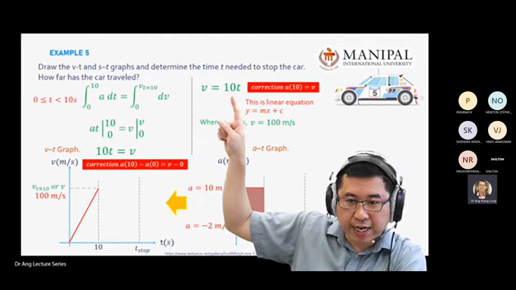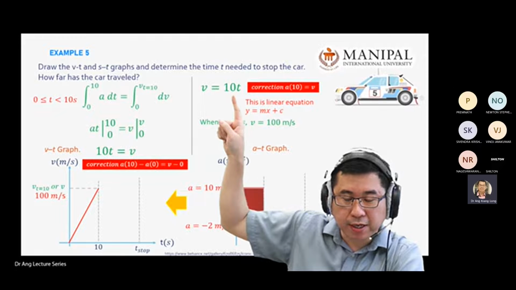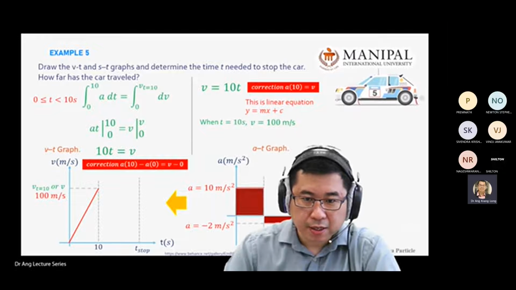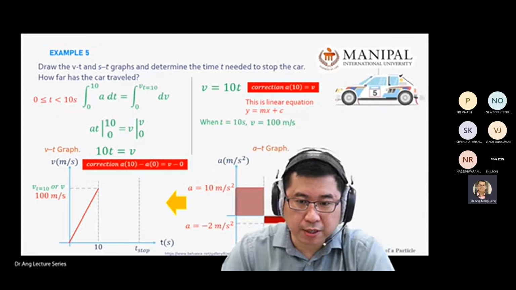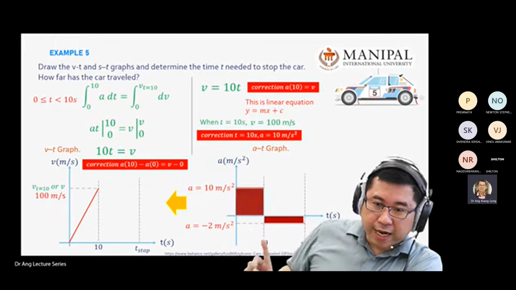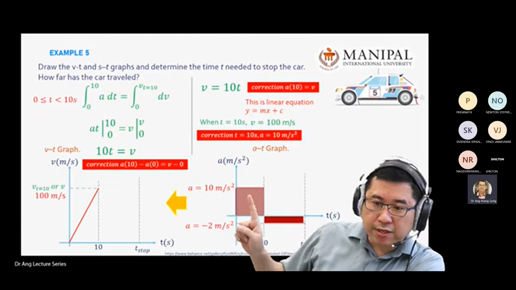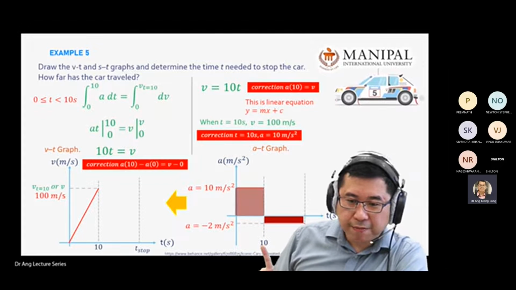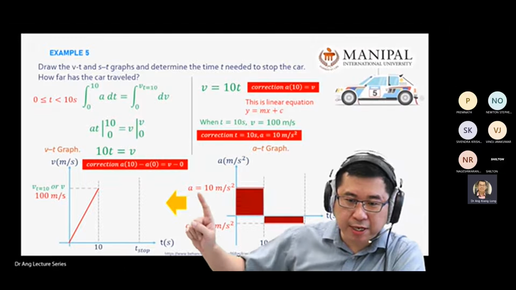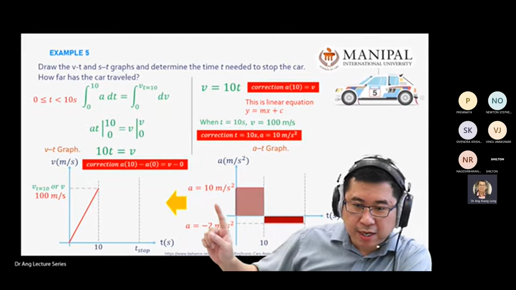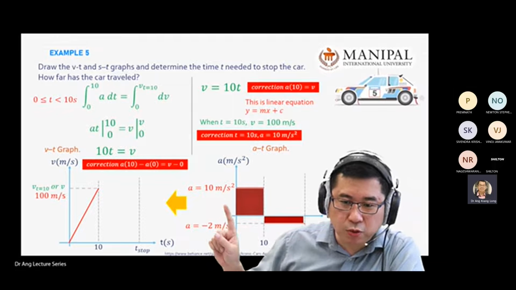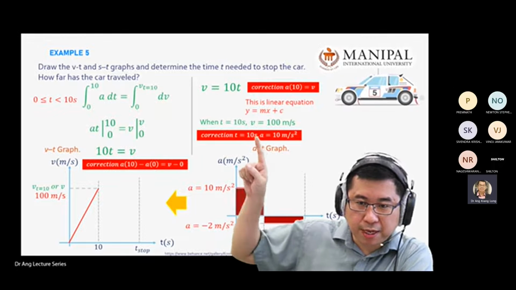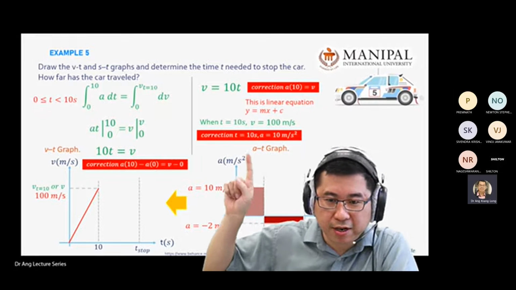V equal to 10A, not T. There's a typo error here. So correction, your V equal to 10A. Here also there's some missing information, because at the time of 10 seconds, your acceleration is 10. In this case, we have a coincidence that our value of time and acceleration is the same. So that's why it's still able to save the question. But in the exam, if this time and acceleration is not the same, then you will spot the error from here.